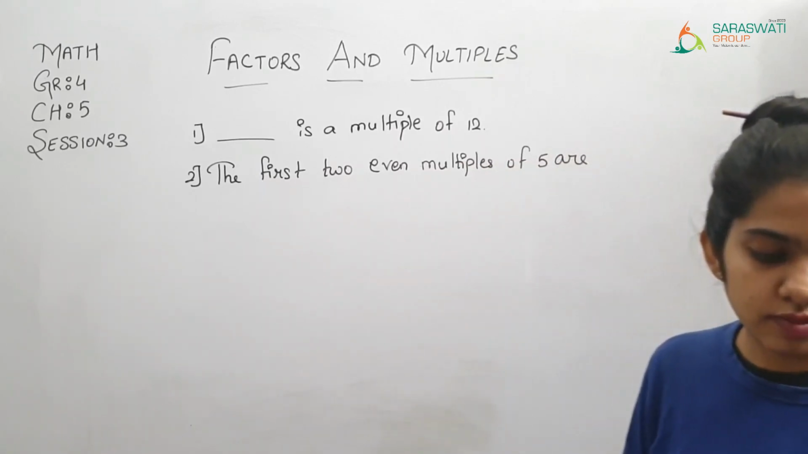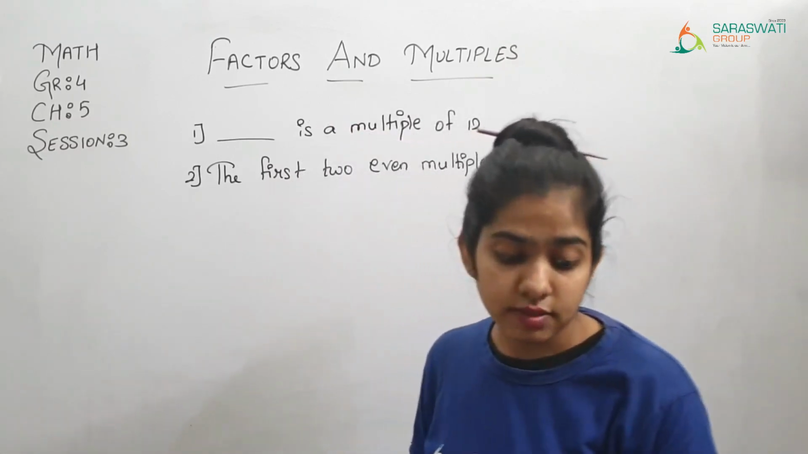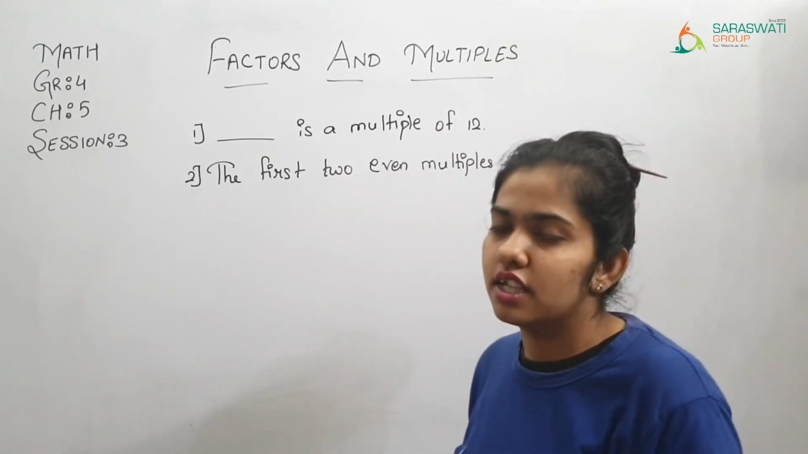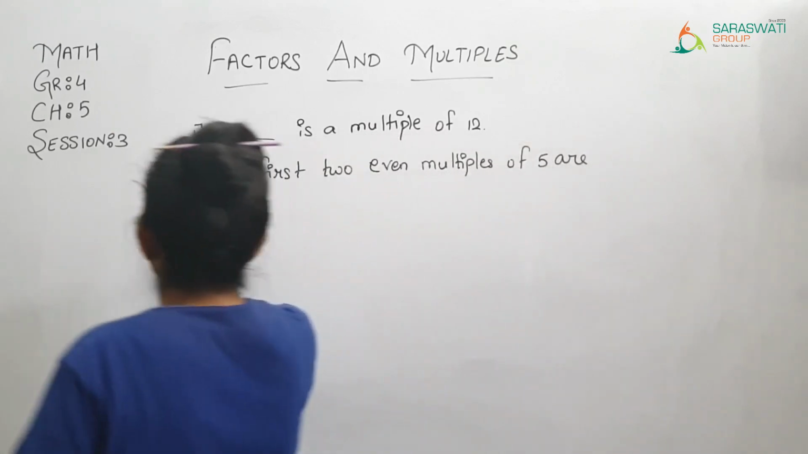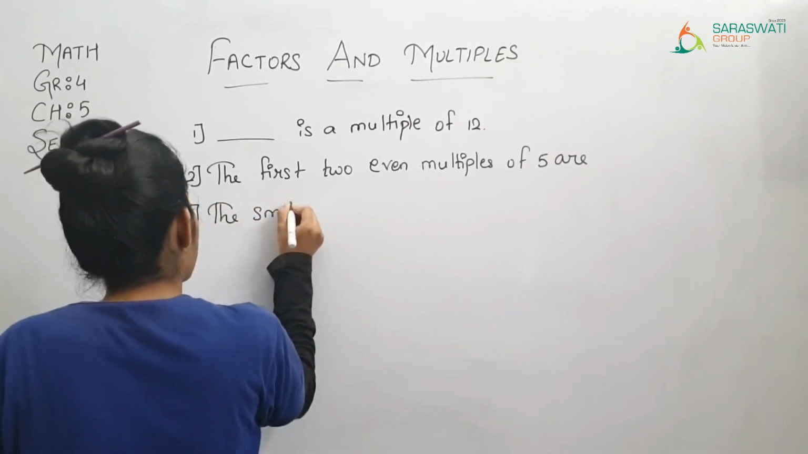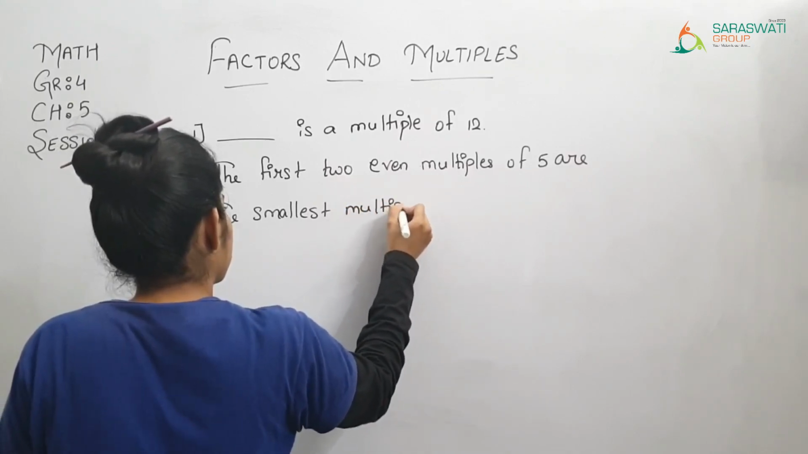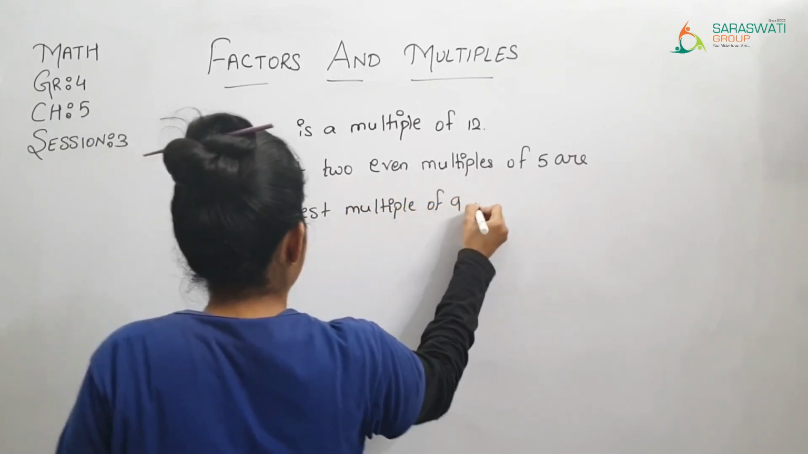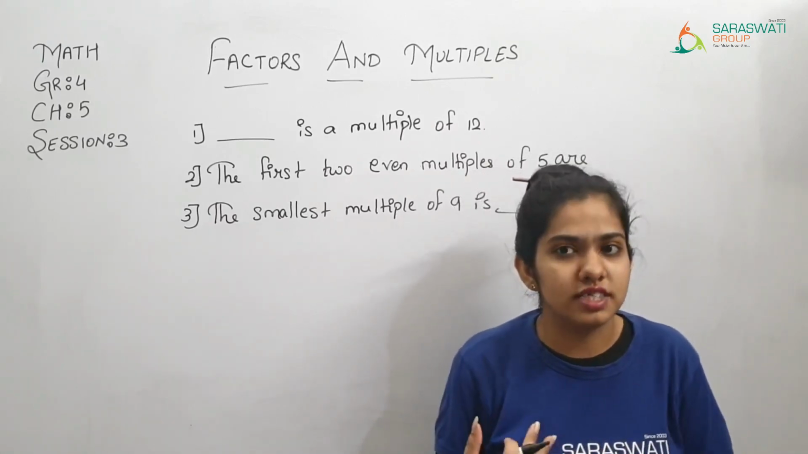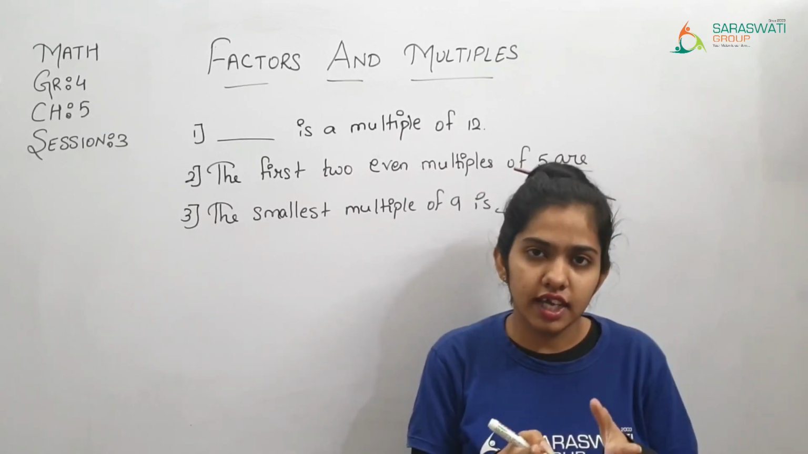Then afterward, the smallest multiple of 9 is... The smallest multiple of 9 is 9. Which is the smallest multiple? The number itself. The smallest multiple of 9 is 9, the number itself, right? So 9 is the smallest multiple of 9.